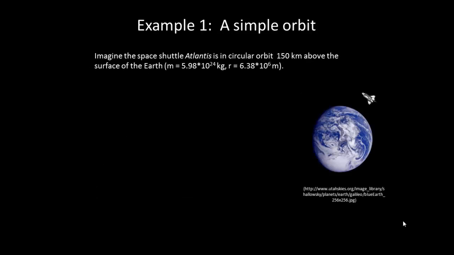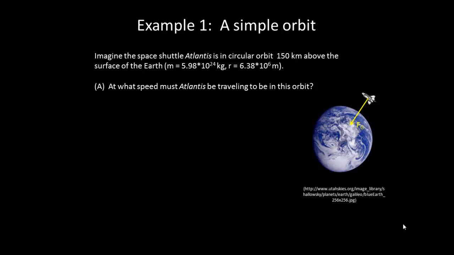So let's do an example. Here's a simple orbit. Imagine that the space shuttle Atlantis is in a circular orbit at 150 kilometers above the surface of the Earth. The mass of the Earth is given and the radius is given. Pause this video and try to see if you can figure out what speed Atlantis must be traveling at to be in this orbit.